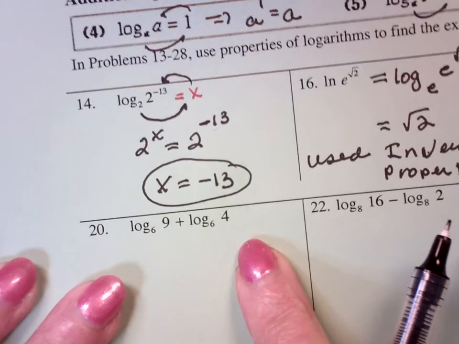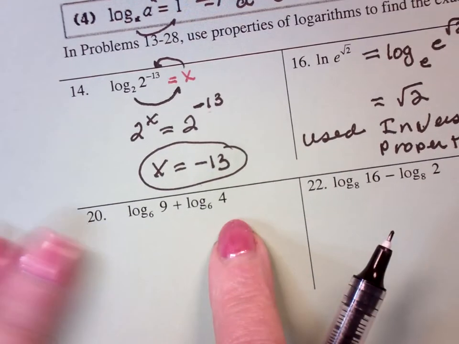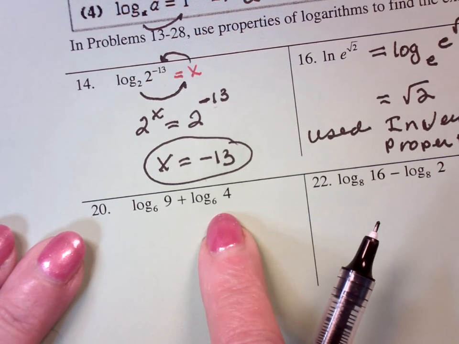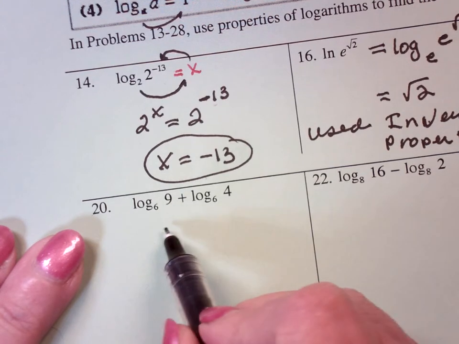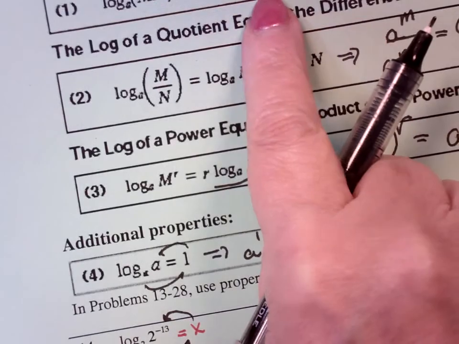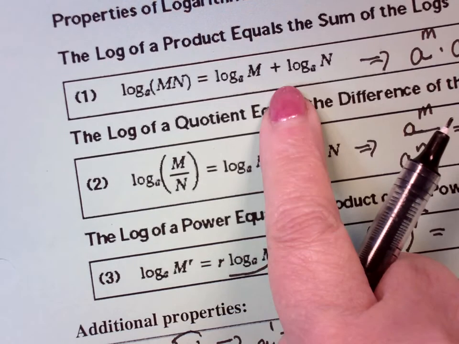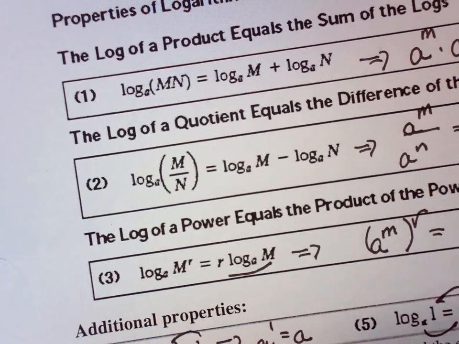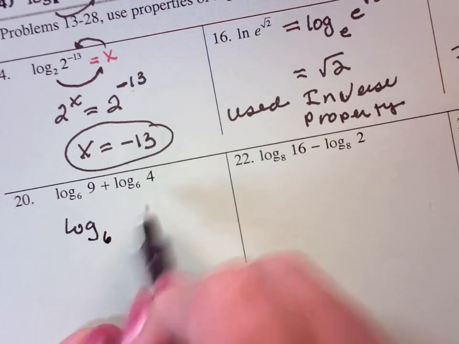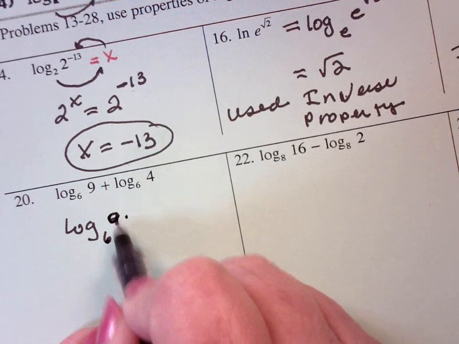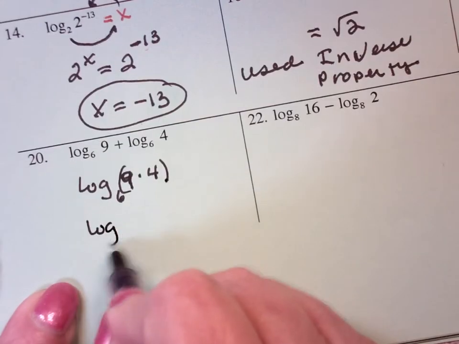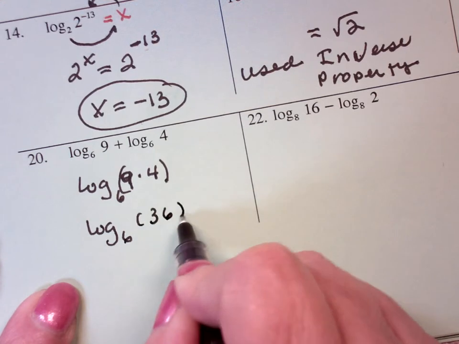Now here what I need to do is bring these together as a single log, and I can use property 1, which means that a sum of logs turns into a product of the arguments. So this becomes log base 6 of 9 times 4. That's a new argument, which is log base 6 of 36.